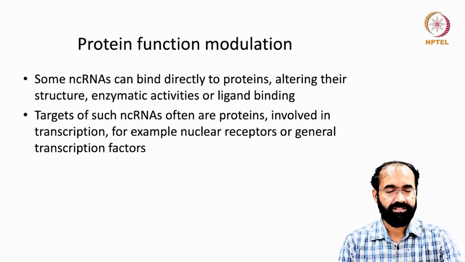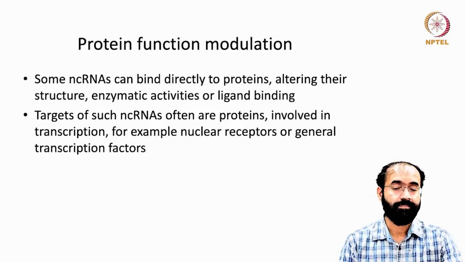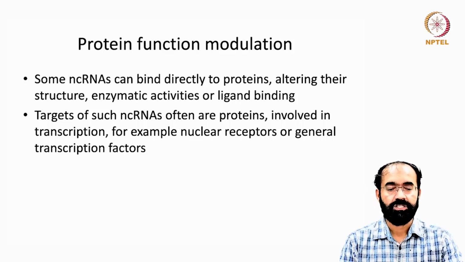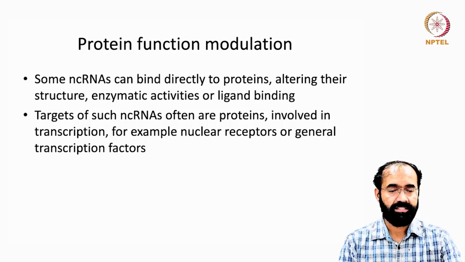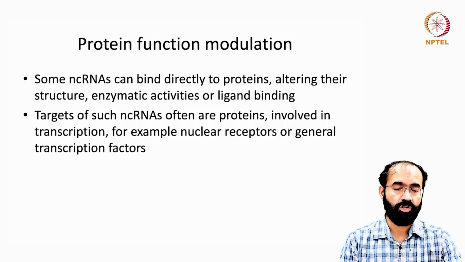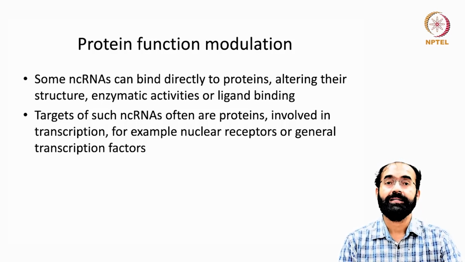So some targets of the non-coding RNAs often are proteins involved in transcription, for example the nuclear receptors or general transcription factors. So many non-coding RNAs target those proteins that are mainly doing the job of transcription, and it has an advantage because transcription is a general event.